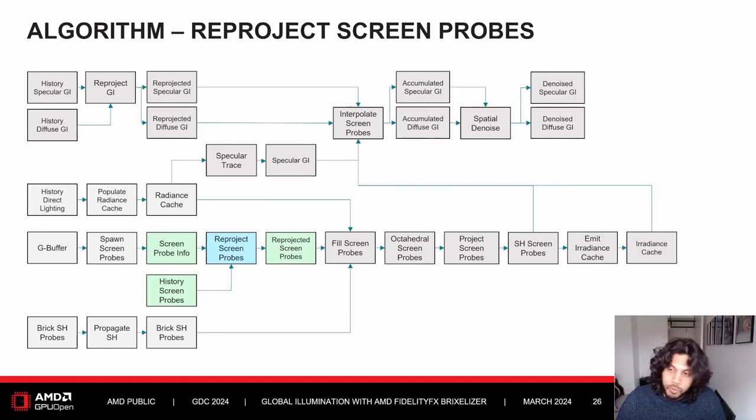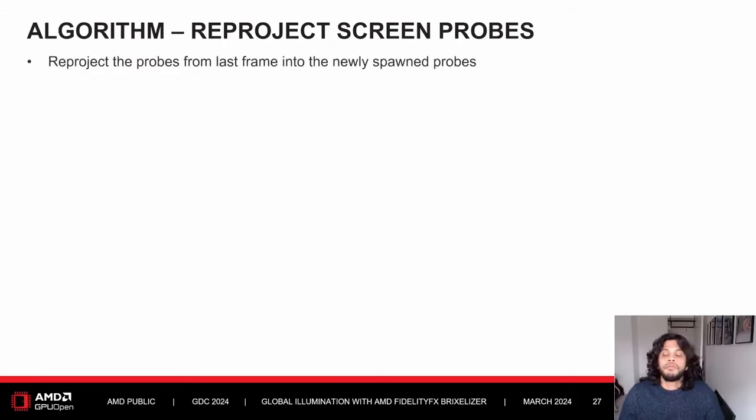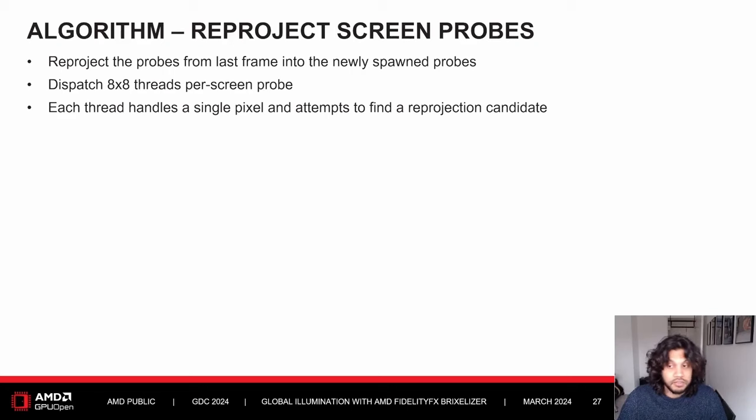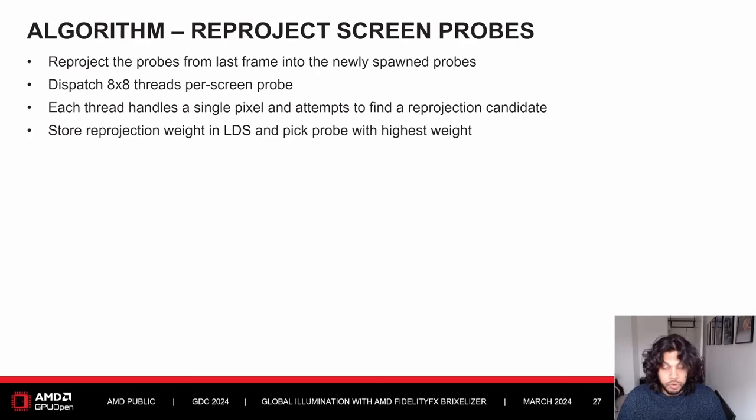After we create new screen probes, we're going to now attempt to reuse some of our hard work from last frame and reproject the older probes. Here, we're reprojecting the probes from the last frame so that we can reuse their radiance in the current frame's probes. We dispatch 8x8 threads per probe, and each thread handles a single pixel and attempts to find a reprojection candidate. We store the reprojection weight in shared memory and pick the probe with the highest weight as the probe that gets reused.